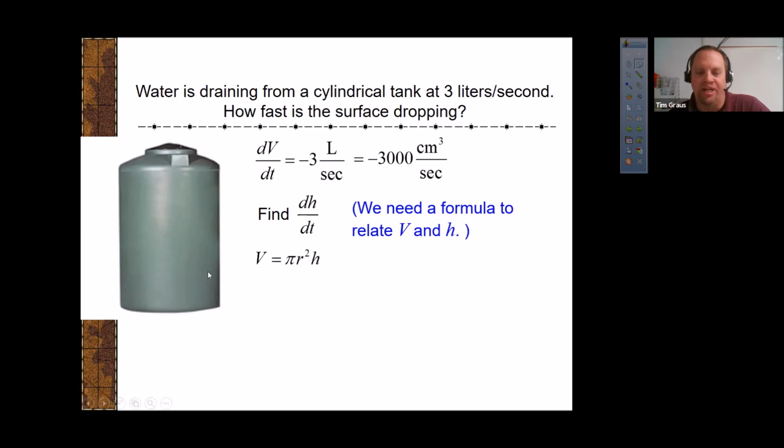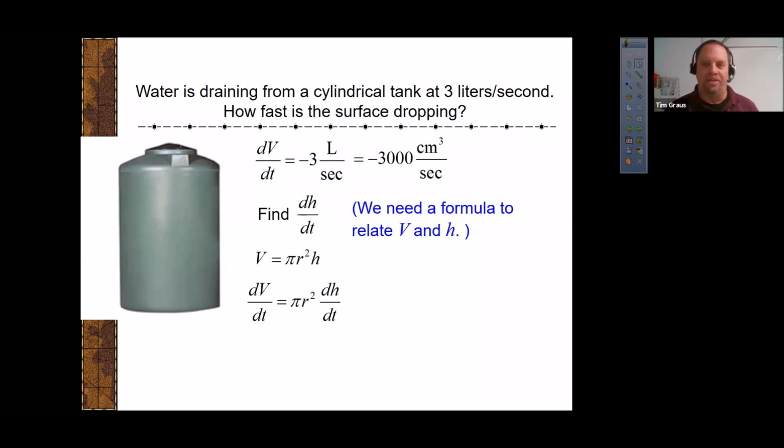Now it's time to differentiate. We're going to differentiate volume, knowing that volume changes over time. We're going to differentiate height, knowing that height changes over time. However, the radius of this tank does not change over time. So the radius is actually a constant. It is not a variable. It's going to be wrapped up with this constant pi. So for the constant pi r squared times h, the derivative is going to be pi r squared times dH/dt. So dV/dt is equal to pi r squared times dH/dt.